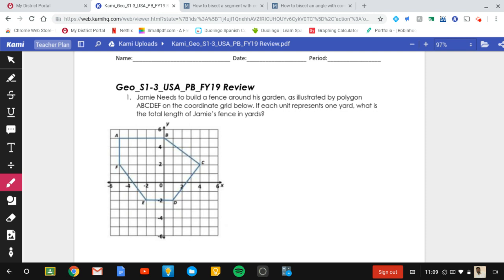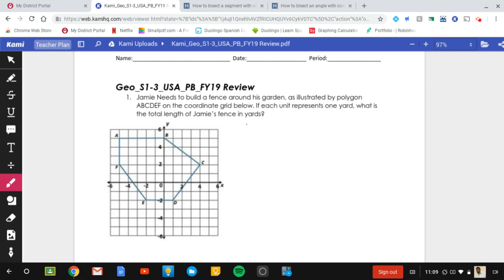So this question is a perimeter question. They ask you what is the perimeter around Jamie's fence, right? So that means we need to find all the sides. We need to find the distance from A to B, B to C, C to D, E to D, F to D, and A to F. And then we're going to add up all the sides.